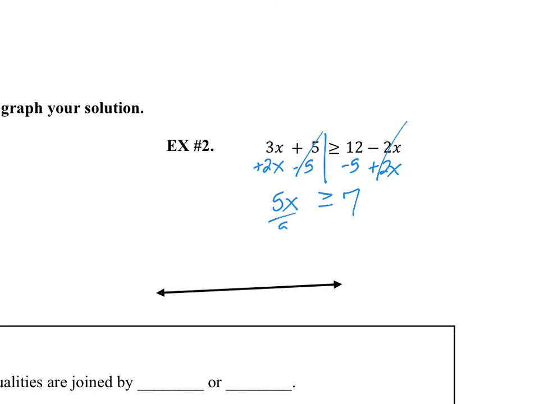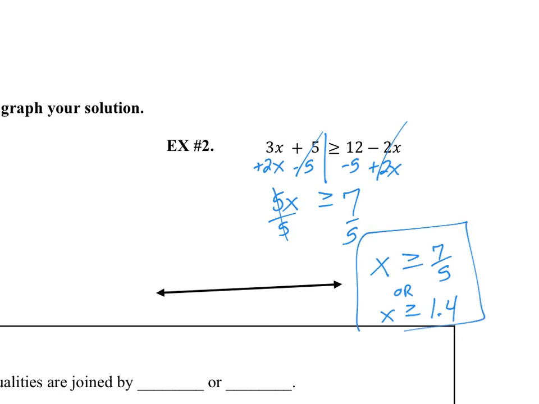Now we have to divide by 5. So since we are dividing by a positive number, we don't have to flip the symbol. We'll just have x greater than or equal to 7/5. Or you could say x is greater than or equal to 1.4. Either way is correct. So we're going to put 1.4 on our number line.